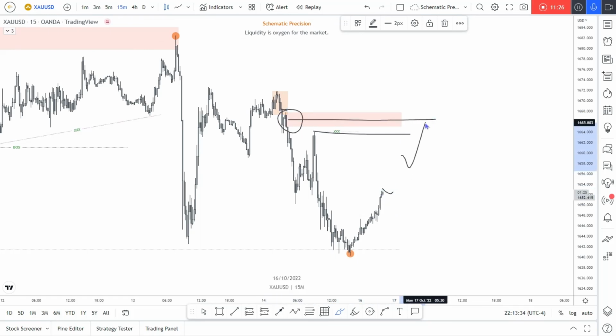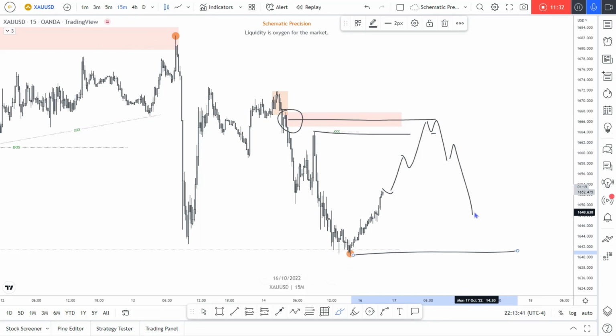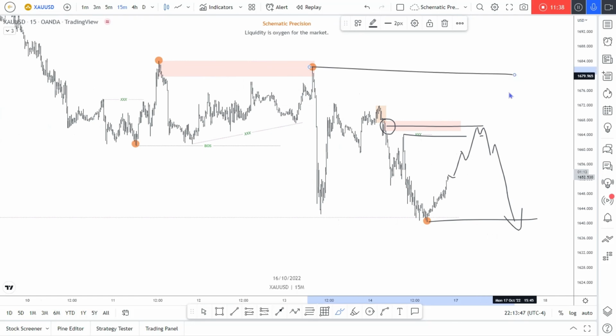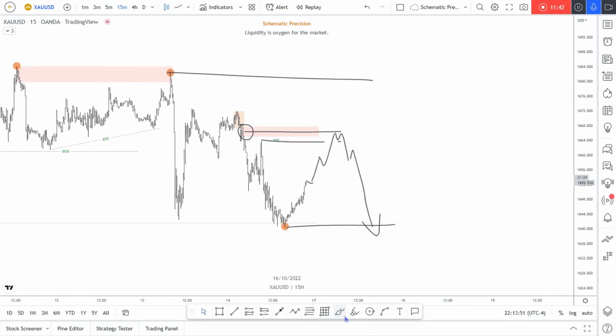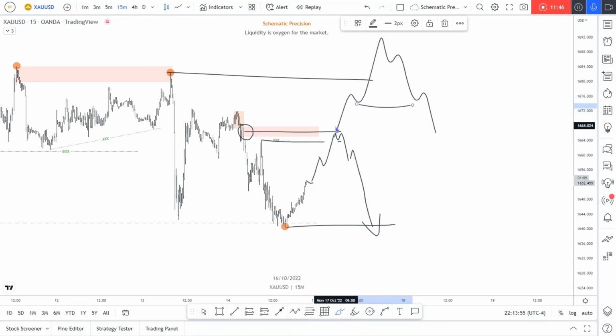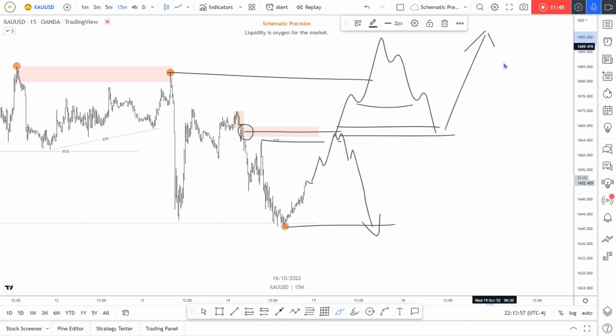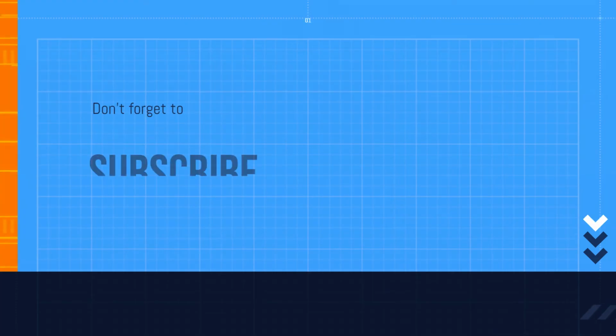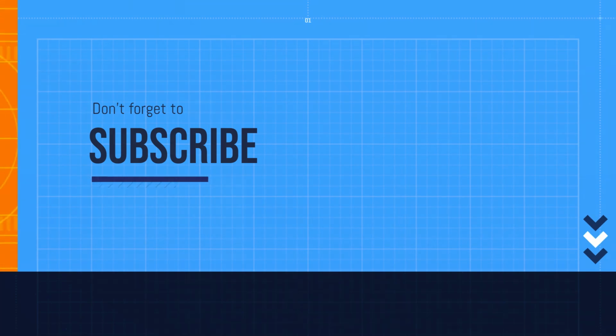So if price manages to go higher, on any change of structure and break of structure, we can look for shorts again to break this structure. Or if price manages to break this high, then on the intraday time frame it will be bullish. So if price manages to break it on any inducement taken, we'll be looking for longs again. These will be the scenarios on gold.